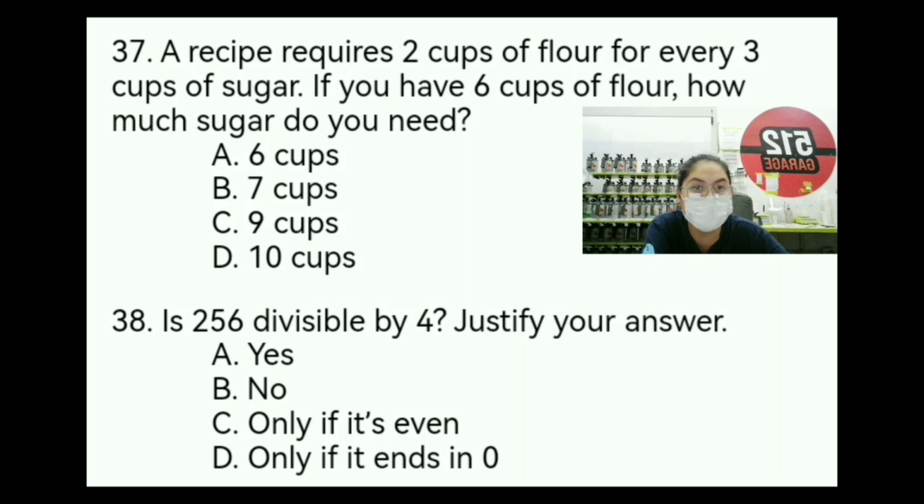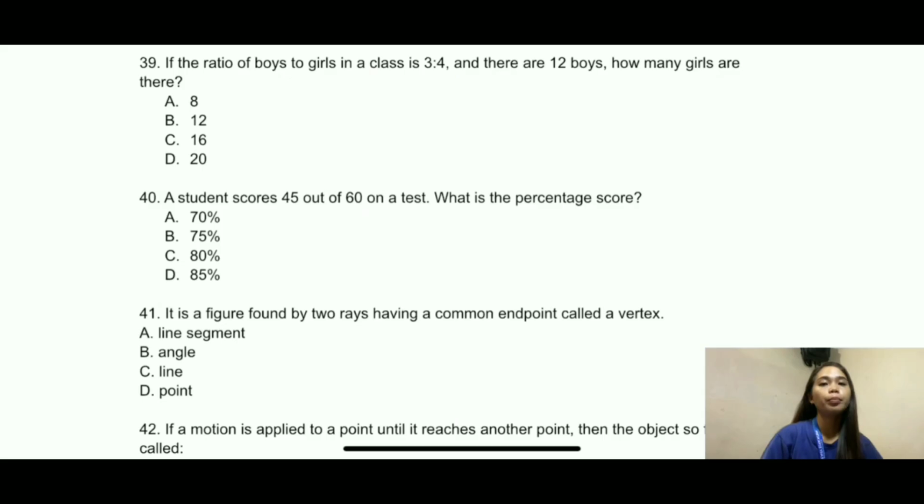So that is all for my part. Number 39. If the ratio of boys to girls is 3:4 and there are 12 boys, how many girls are there? Letter A, 8. B, 12. C, 16. Letter D, 20. So the answer for this item number 39 is letter C.